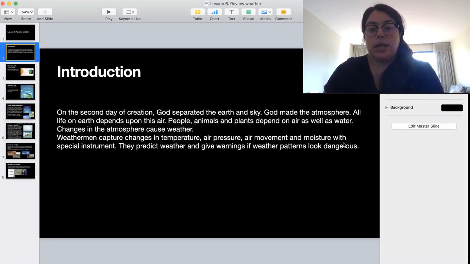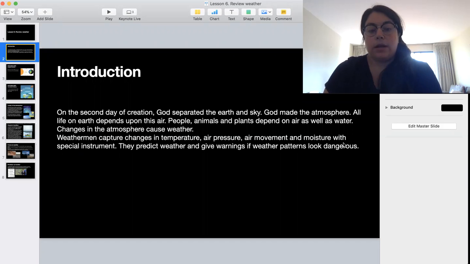And changes in all of this air surrounding the earth, called the atmosphere, cause the weather. The weather, as you know, meaning if it's sunny or rainy or cloudy or we have a storm, all of that depends on the weather. And the weather depends on the atmosphere.